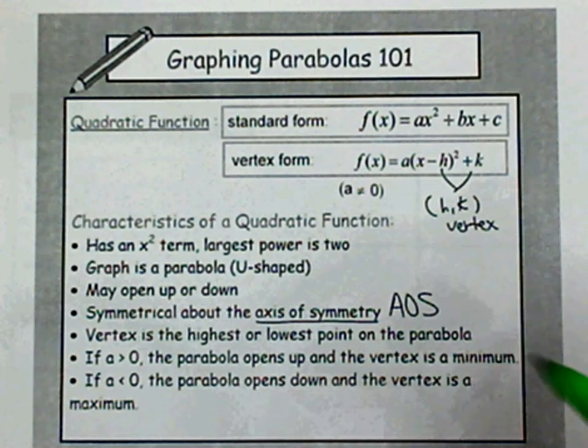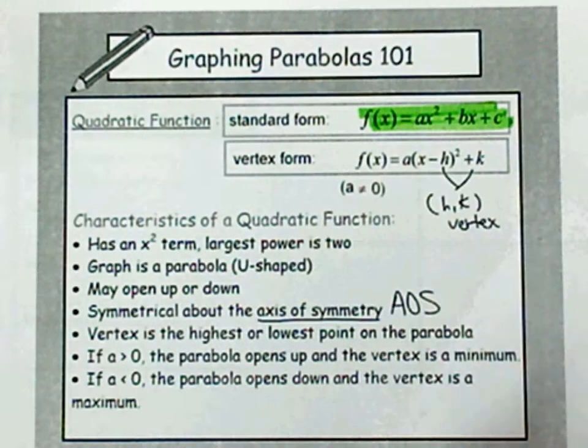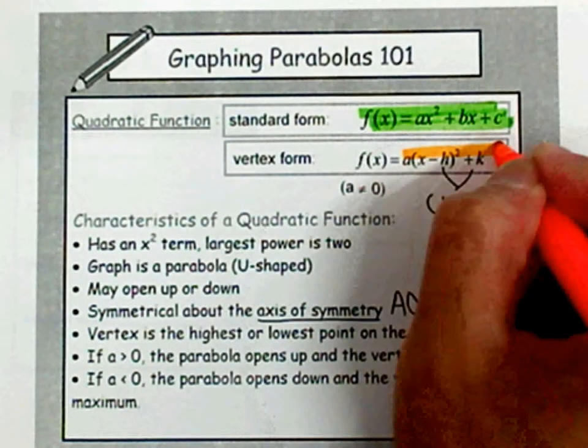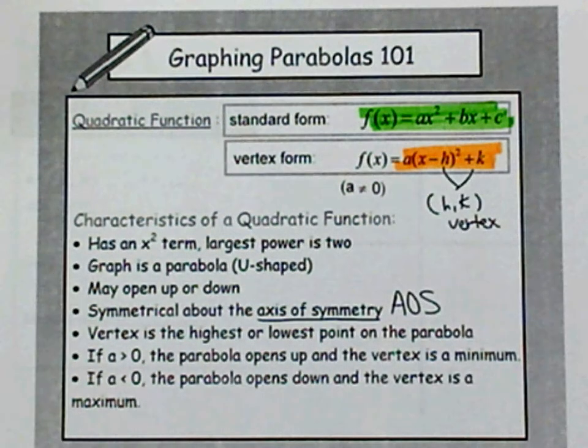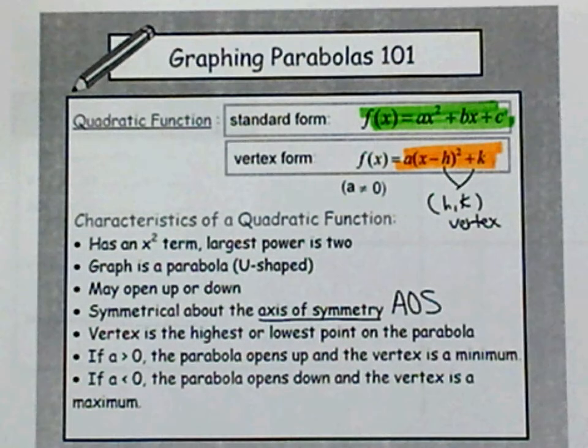Okay. f of x, this is called a standard form. This right here is called the vertex form. Okay, and I'll show you guys both. And the vertex is always (h, k). So take a moment as I read this to you. You might need to pause because you are going to be writing all this down in your notes.